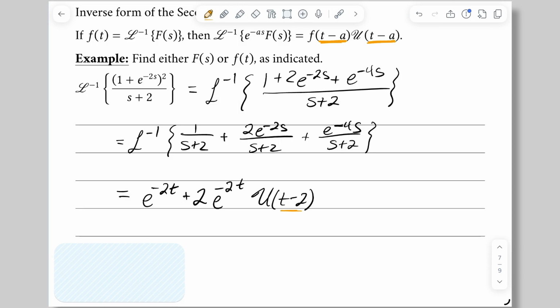However, we need to make sure that the arguments in the unit step function and in the exponential match. So instead of e to the negative 2t, it's e to the negative 2 times the quantity of t minus 2. For the last term, again, we see the e to the negative 4s. That's going to give us the unit step function of t minus 4, e to the negative 2t, except the arguments t minus 4 need to match in both places, so it's e to the negative 2 times the quantity of t minus 4.